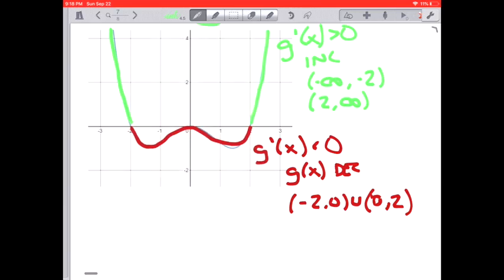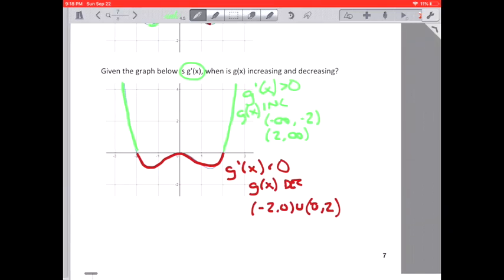So again, you've got to pay close attention to whether you are given the derivative or the original function.